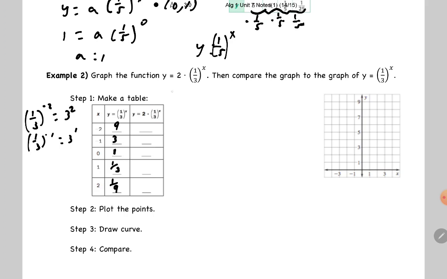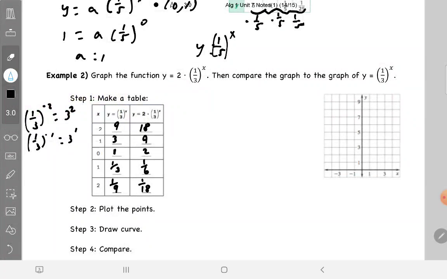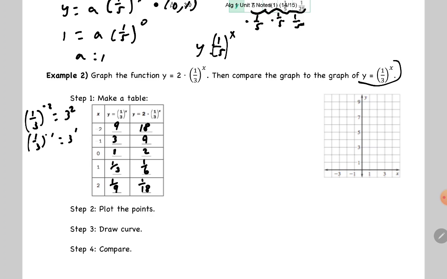And then for our second function, they just want us to multiply everything by 2. So 18, 6, 2, 2/3, and 2/9. And then we're going to go ahead and graph. I'm going to make this one black, and we'll make the other one red. But let's start off with the black one.